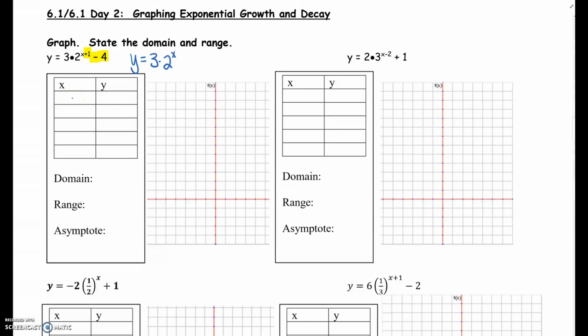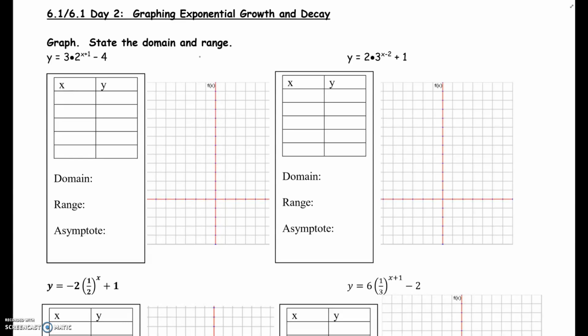This method is best when you don't have a graphing calculator, because then you can choose x values of like -1, 0, 1, 2. You can easily plug them in, and then you can move those temporary points left 1 and down 4. But my guess is that if you have a graphing calculator available, you want to do the least amount of work possible. Is that the case?